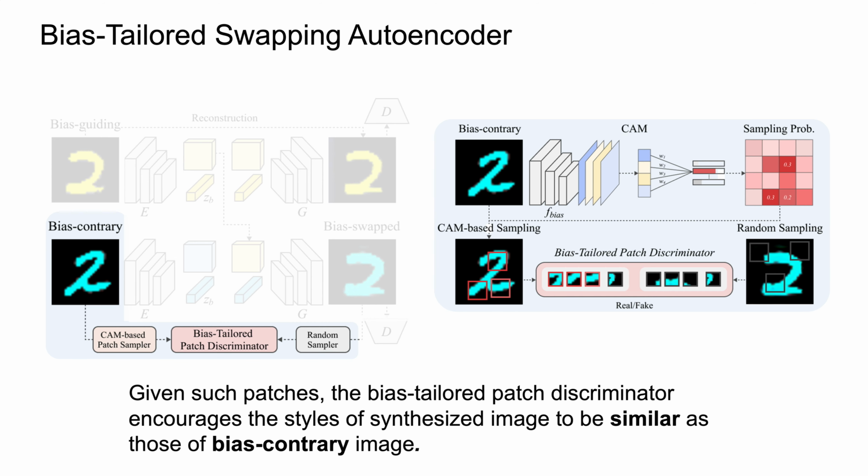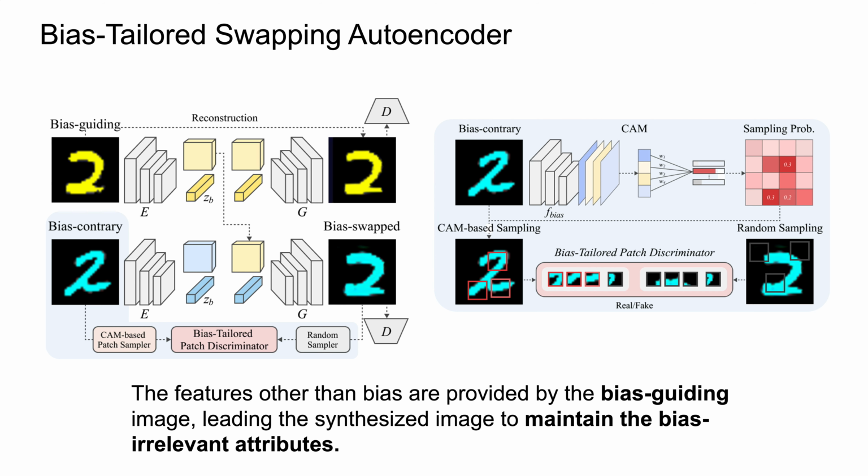Given such sampled patches, the bias-tailored patch discriminator encourages the styles of the synthesized image to be similar to those of the bias-contrary image. At the same time, the features other than the bias are provided from the bias-guiding image, leading the synthesized image to maintain the bias-irrelevant attributes of the bias-guiding one.